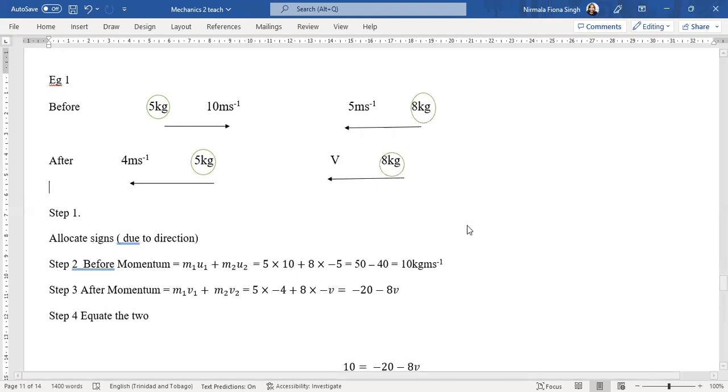Right, my before event, let's put this into words. All right, get your pen and paper out. We're going to be working all this together, even though it's written on the screen. I have a 5 kilogram object traveling from left to right with a speed or velocity of 10 meters per second, and then I have an 8 kilogram object that is now traveling from right to left at 5 meters per second.